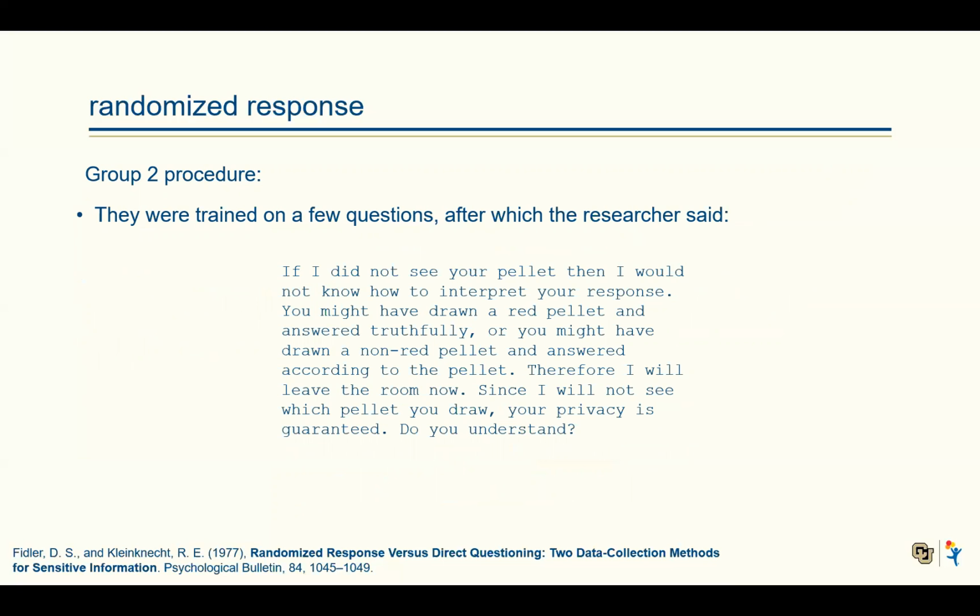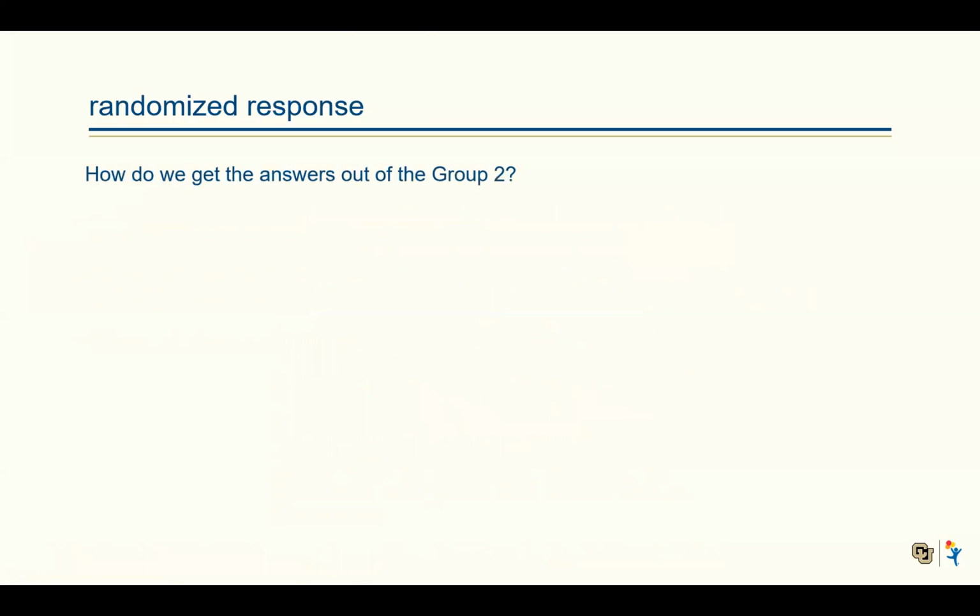Then they had a little outro to make sure people get what's going on, where the person says, if I did not see which pellet you pulled out, then I wouldn't know how to interpret your response. I wouldn't know if you answered truthfully or if you were asked to say yes or no. So basically, we're helping them understand that they can blend into the crowd. They can say that they had a randomized response, all that kind of stuff.